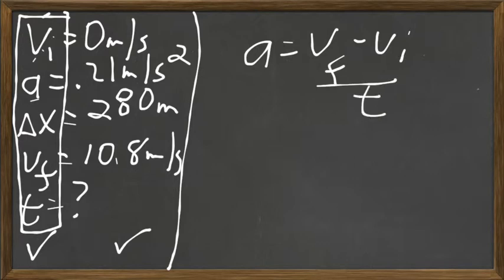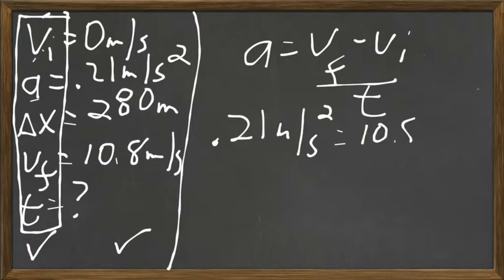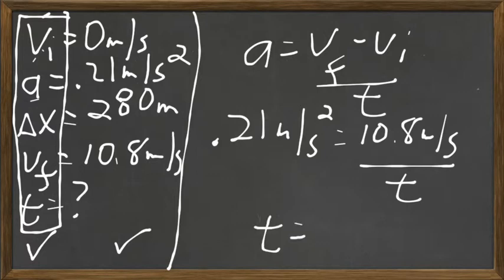The acceleration definition. I know my acceleration is 0.21 meters per second squared. Final velocity is 10.8 meters per second, minus the 0 for the initial, so I'm not going to bother to write that, divided by time. When I solve for my time, it comes out to be 51.4 seconds. And I ask myself, does that make sense? Well, my acceleration is very small, and my change of velocity is pretty big. So it's not an unreasonable value at nearly a minute for this to actually occur.